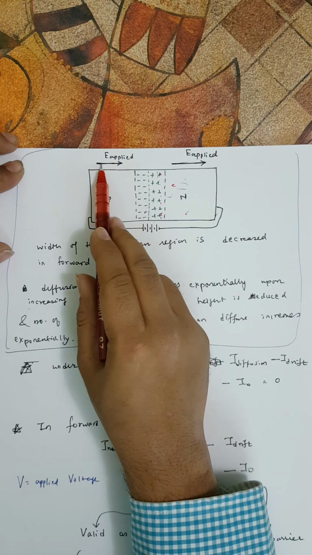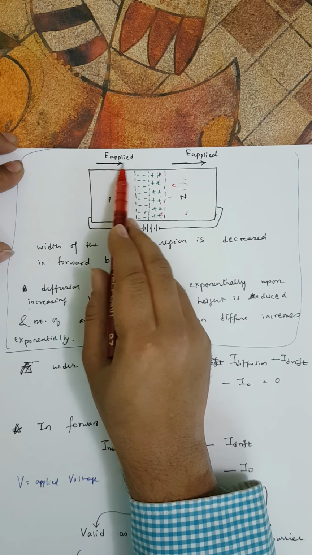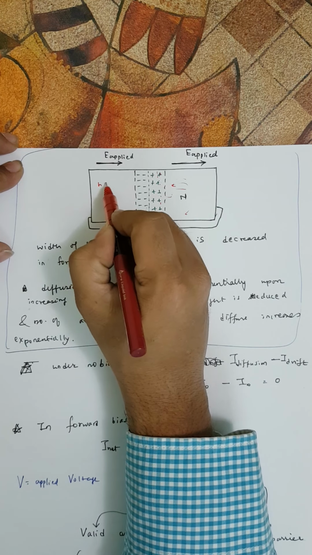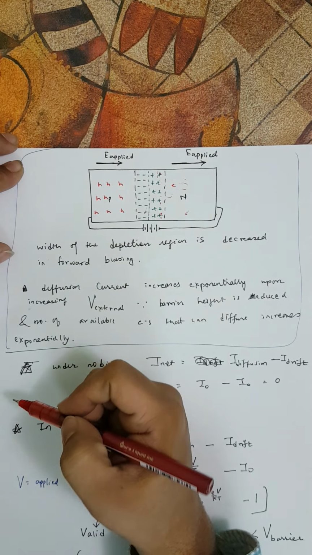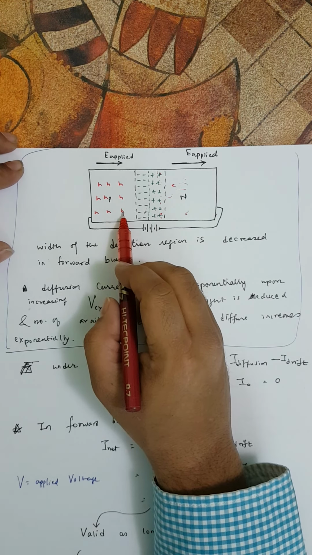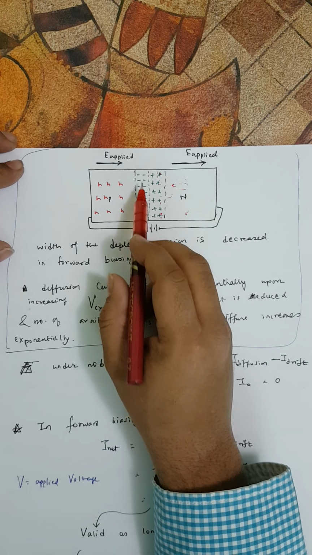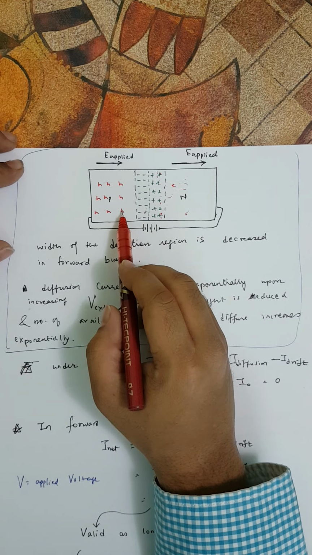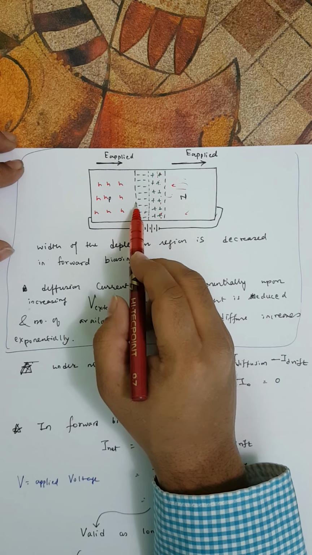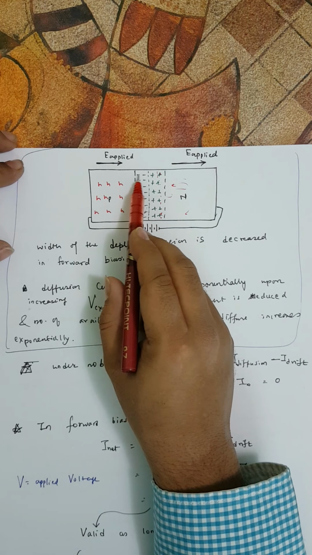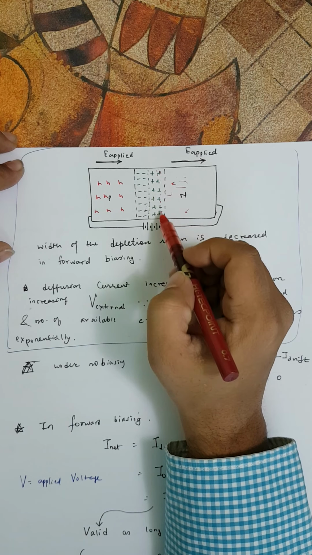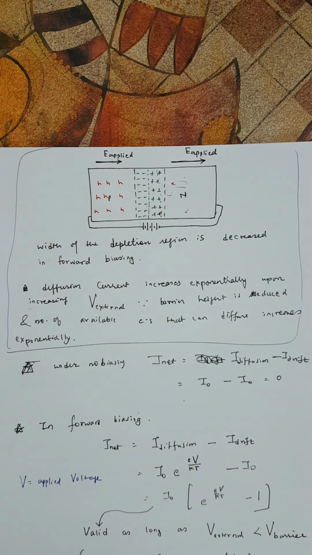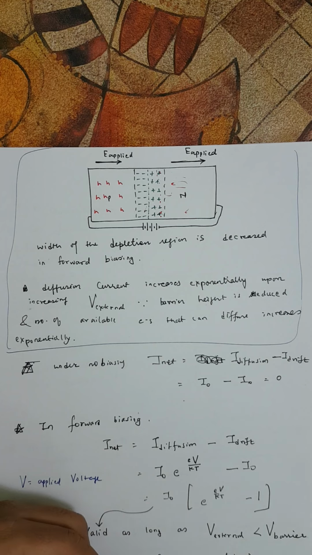And since the external electric field is like this, and there are lots and lots of holes here, all of which are positively charged, these holes will move here and they will consume these electrons. So positively charged holes and negatively charged boron, both of them together make a neutral. So this will also become neutral and this will also become neutral. So the width of the depletion region is decreased in the case of forward biasing.